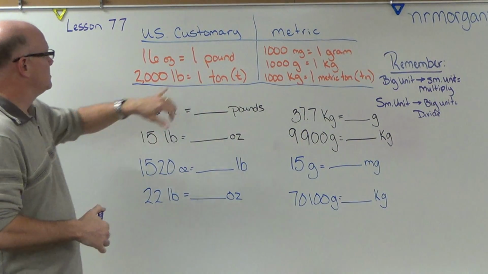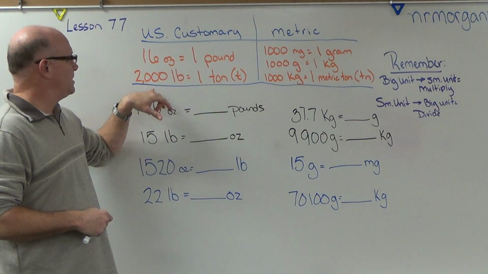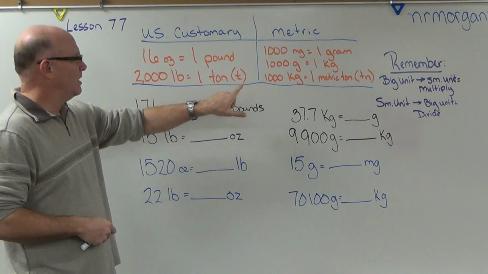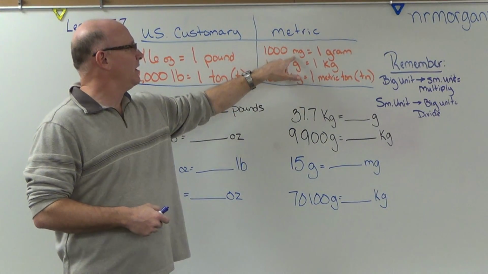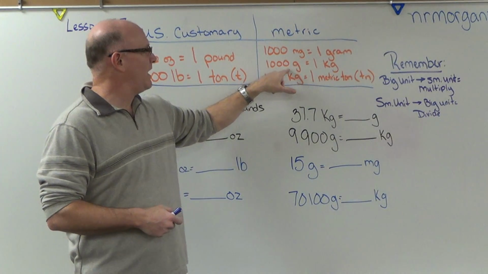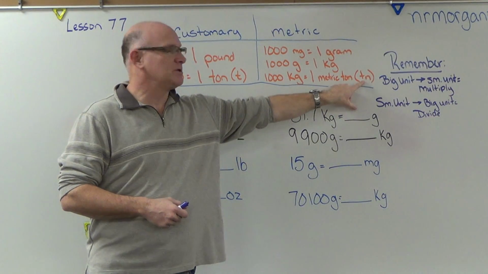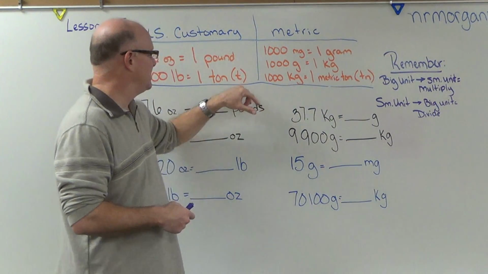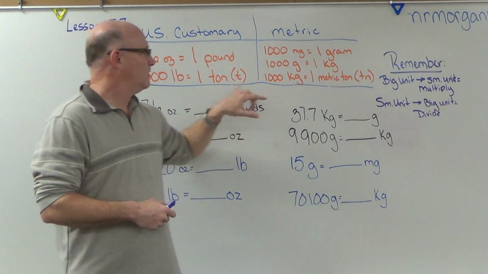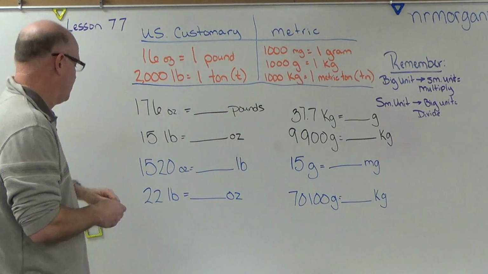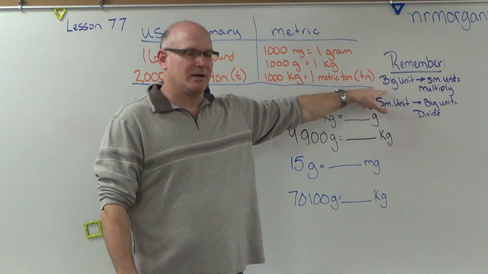All right, so first of all we have our chart. 16 ounces equals 1 pound and 2,000 pounds equals 1 ton, abbreviated with the T. All right. Metric side, we have 1,000 milligrams equals 1 gram, 1,000 grams equals 1 kilogram, and 1,000 kilograms equals 1 metric ton, and that one's abbreviated TN. So if you see a T or a TN, that's going to show the different ones, whether it's metric or it's standard.